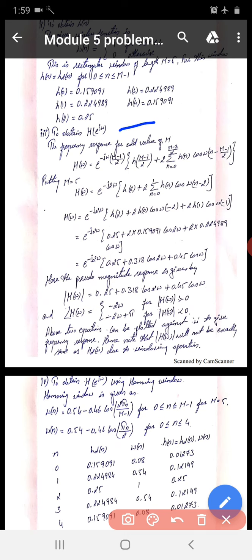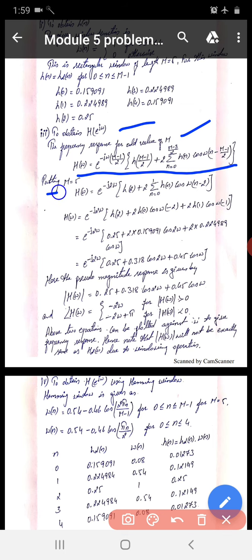In this case, frequency response for odd values. When we are going to use odd values, the m is going to change to (m minus 1) by 2. Here is the equation: H of omega is equal to e raised to minus j omega (m minus 1) by 2 into [h of (m minus 1) by 2 plus 2 into summation n equal to 0 to (m minus 3) by 2 of h of n cos omega (n minus (m minus 1) by 2)]. Okay, this is the equation.